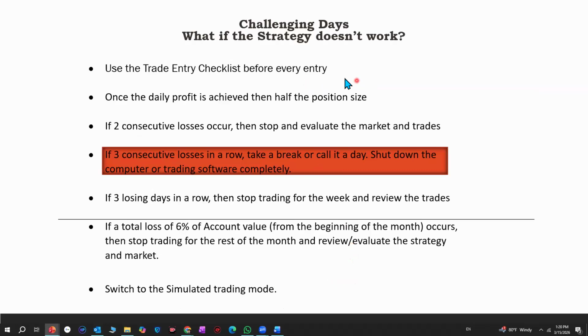What if the strategy does not work? Use a trade entry checklist before every entry. I will provide you the checklist separately. Unfortunately, it's not here in this presentation, so ignore this point for the time being.